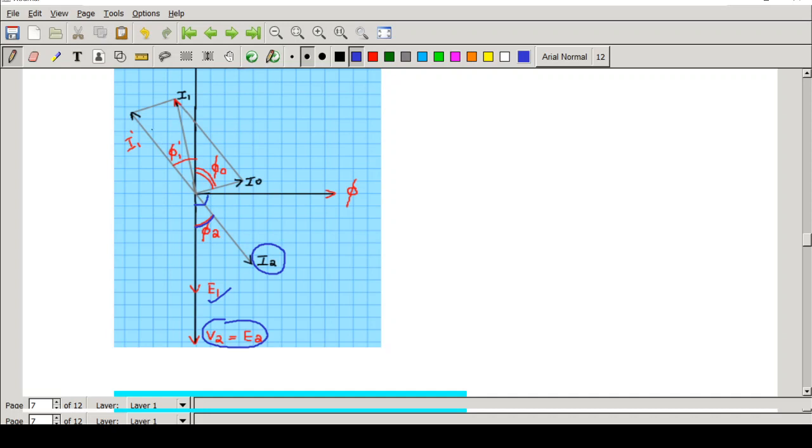Now just opposite to I2, I will draw I1 dash, because I1 dash will flow equal in magnitude and opposite in direction to I2, and it will cancel the effect of I2. Now the vector sum of I1 dash and I0 will give the input current I1. Now what is phi 1? Phi 1 is the angle between I1 and V1. So that is about the capacitive load.